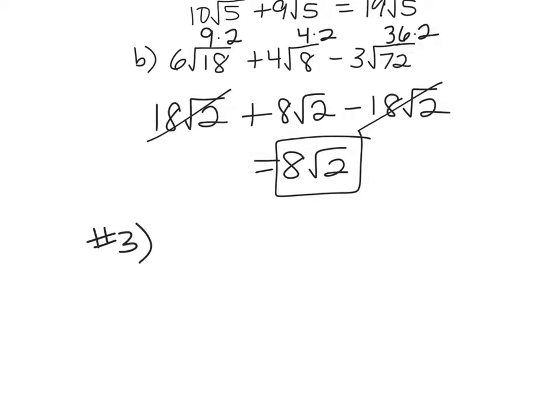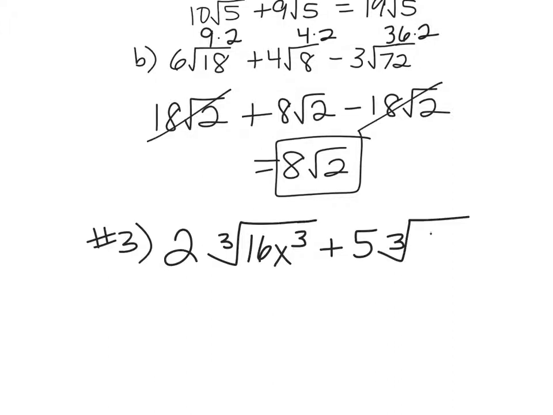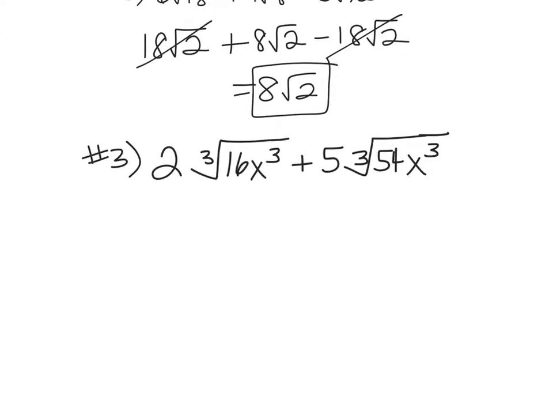All right, so let's do this one, number 3. So those all had numbers in them. Let's do one with variables, okay? Let's say that I have 2 cube root of 16 x to the 3rd plus 5 cube root of 54 x cubed. All right, so now we have to simplify a little bit more, but you should be getting used to this. We did a lot of this on the block yesterday.